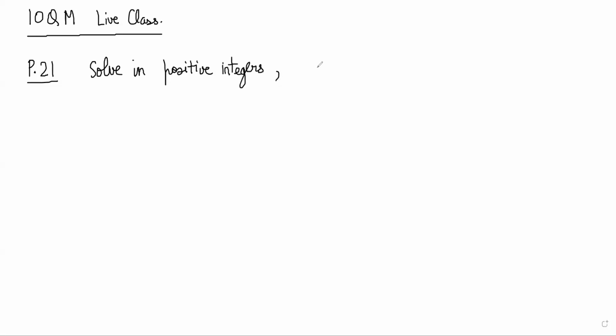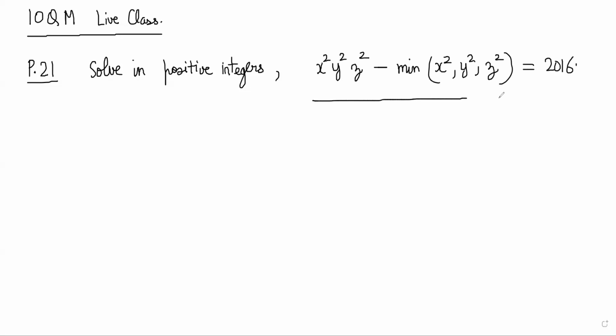the equation x square y square z square minus minimum of x square comma y square comma z square is equal to 2016. This is the question. You have to find the integer solutions for x, y, and z, where this minimum, I hope everyone understands. Minimum of x square, y square, z square is whichever one of them is the smallest one.